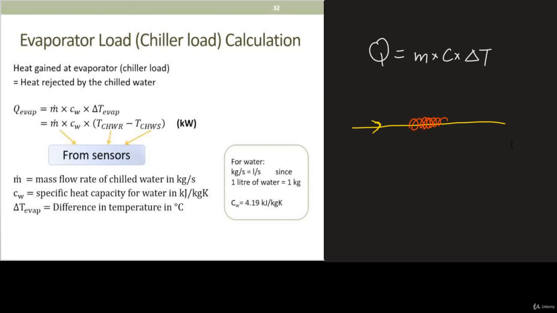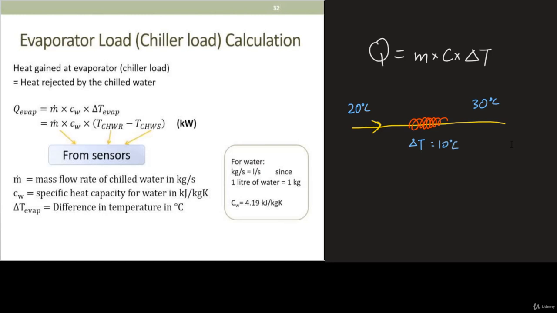So when the water that goes in before passing through the heating coil is around 20 degrees Celsius, after passing through the heater, it becomes 30 degrees Celsius. So from here, what can you get? You are able to get the delta T. Delta T is the temperature difference between your inlet and outlet. So in this case, it is 10 degrees Celsius.